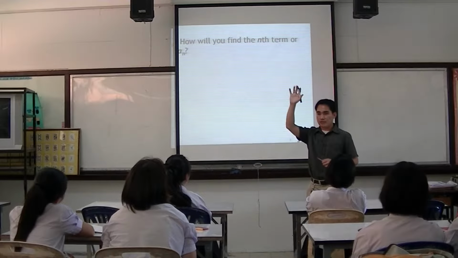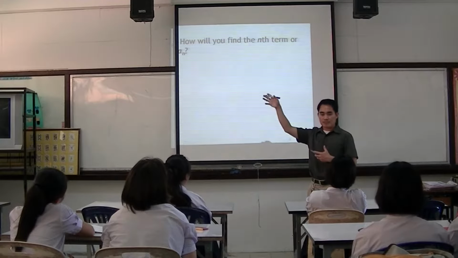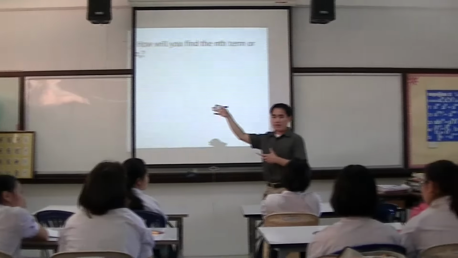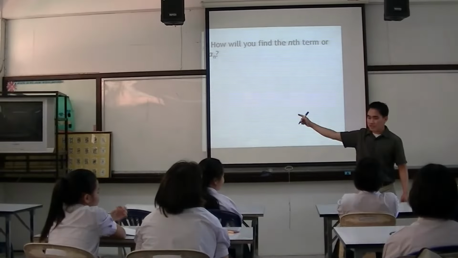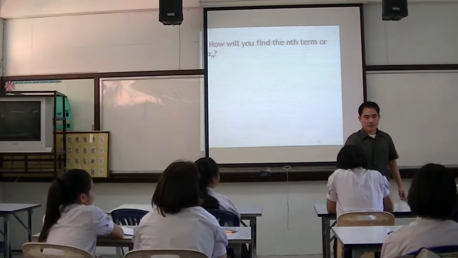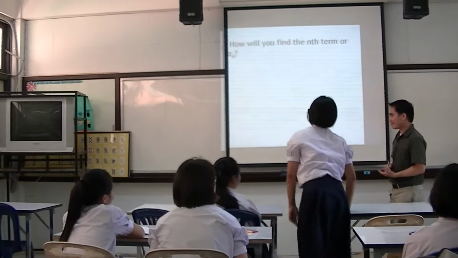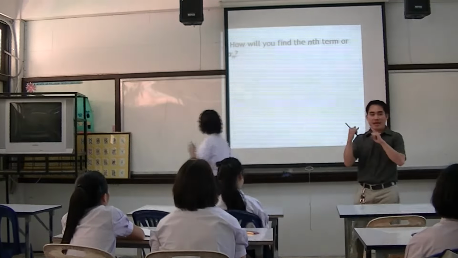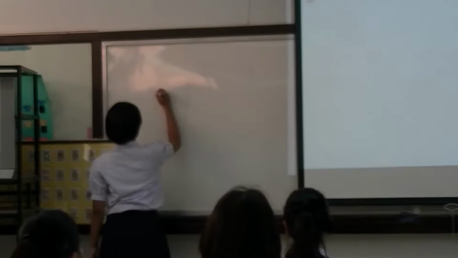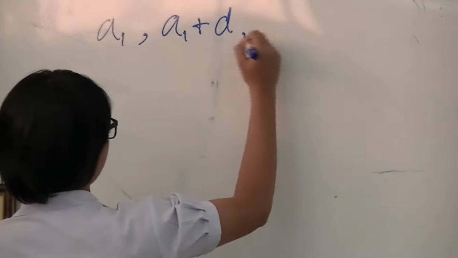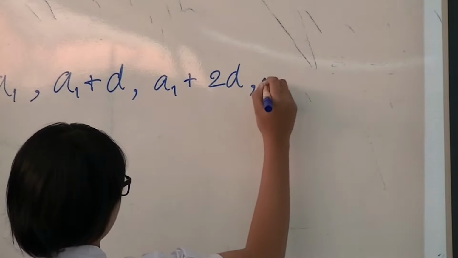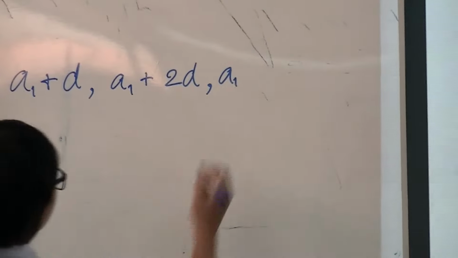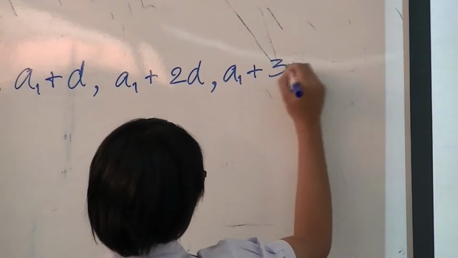So anybody would like to solve that? From A sub 1, next is A sub 1 plus D, A sub 1 plus 2D. Okay, let's show that. Very good, smart student. First term, A sub 1. Next is A sub 1 plus D. Next, A sub 1 plus 2D. Next, A sub 1 plus 3D, so on and so forth. You told me that next is A sub 1 plus 4D. How did you get that?